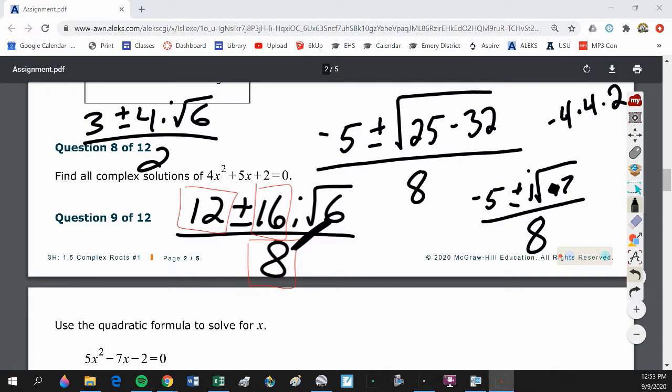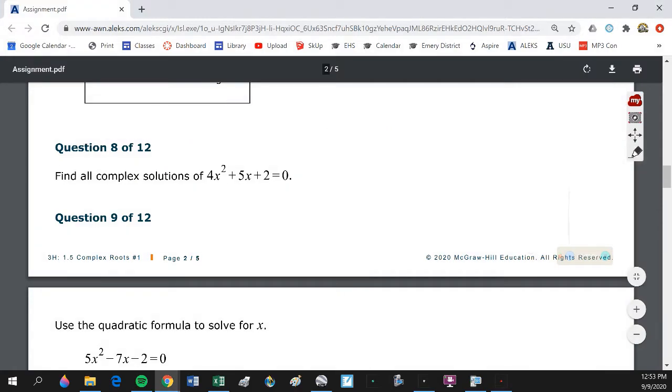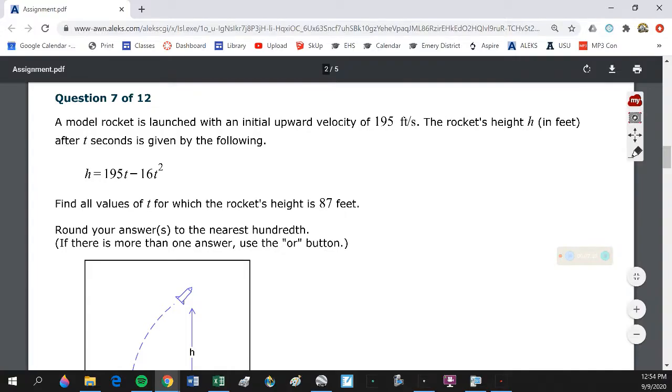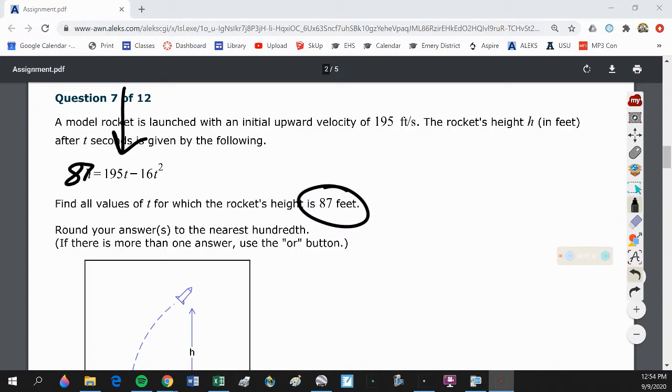Okay, let's do this one. A model rocket is launched with an initial upward velocity of 195 feet per second. The rocket's height h in feet after t seconds is given by the following. Find all values for t for which the rocket's height is 87 feet. So it says this equation works, and we want to know when the rocket is at 87 feet. So we put 87 right there.